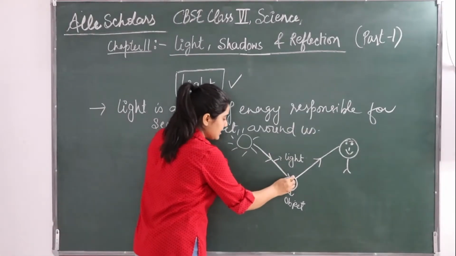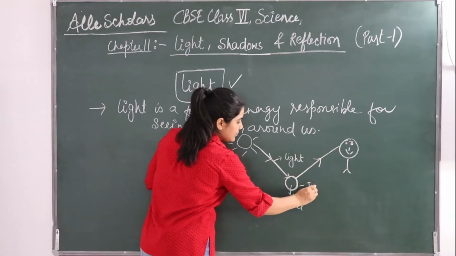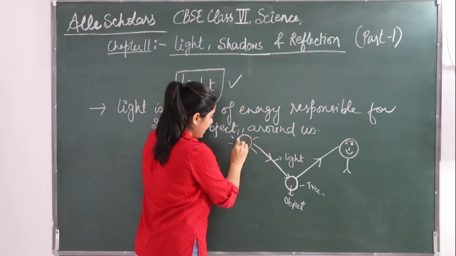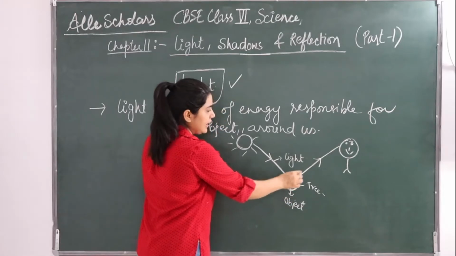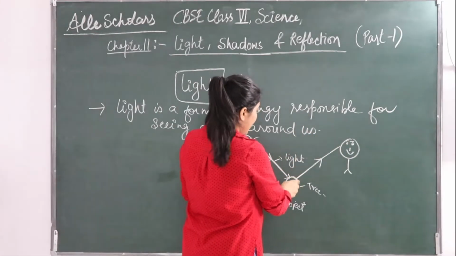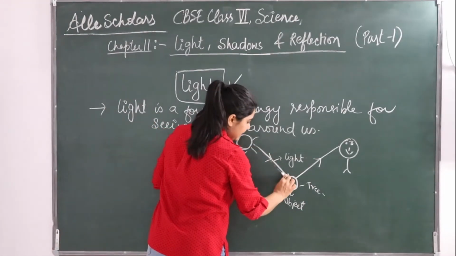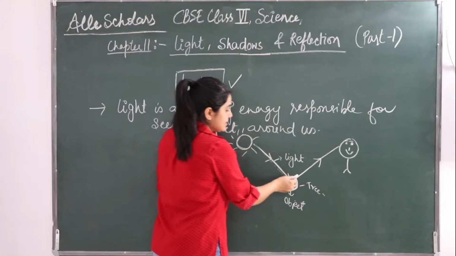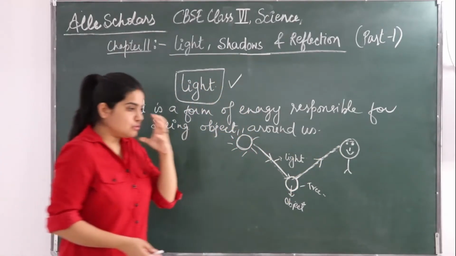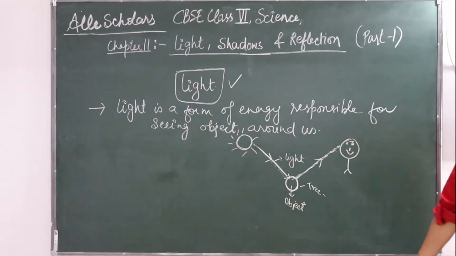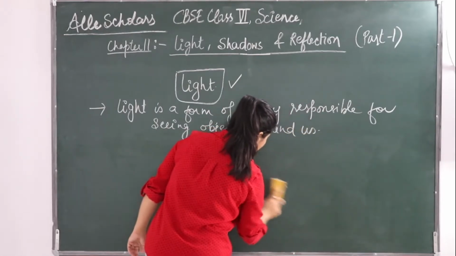This is an object. This object can be anything. Suppose it's a tree. So what is going to happen? Any kind of light, suppose the sun. Sunlight is falling on a tree and you are standing here. So how are you able to see this tree? You are able to see this tree because the light that is falling on this tree is reflected back to your eyes, and that enables you to see an object. Hope this will be very clear to you.